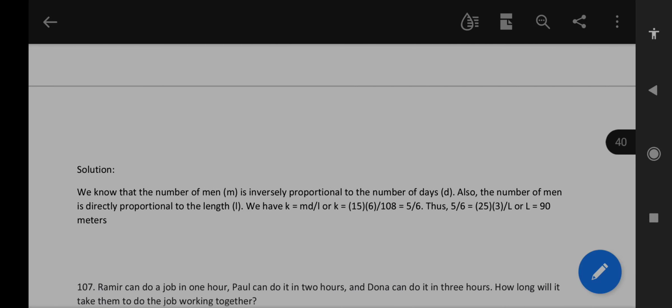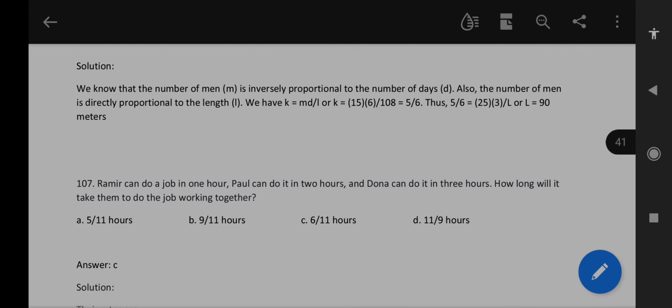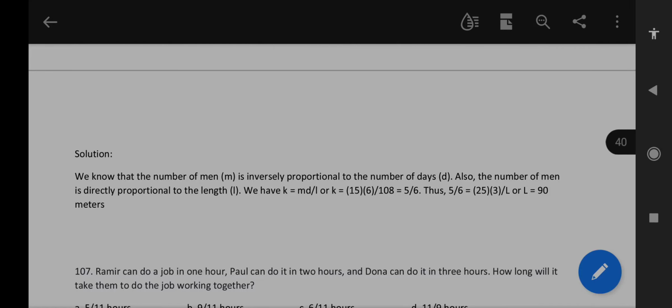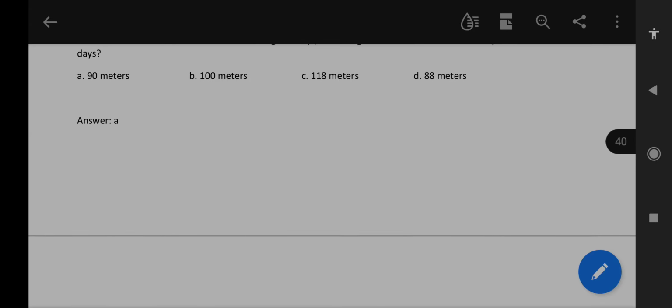Ganito siya sinolve. Solution. We know that the number of men, or M, is inversely proportional to the number of days, or D. Also, the number of men is directly proportional to the length L. We have K is equals to MD over L, or K is equals to 15 times 6 over 108 is equals to 5 over 6. So, magkakaroon ka ng ratio and proportion. Thus, 5 over 6 is equals to 25 times 3 over L. Kaya yung L mo is 90 meters.